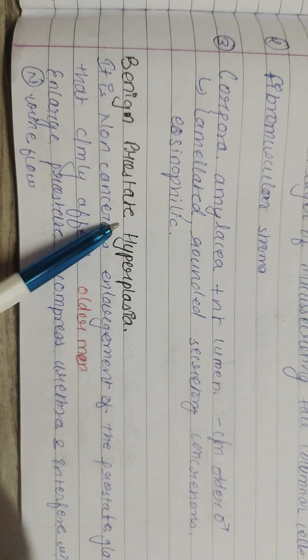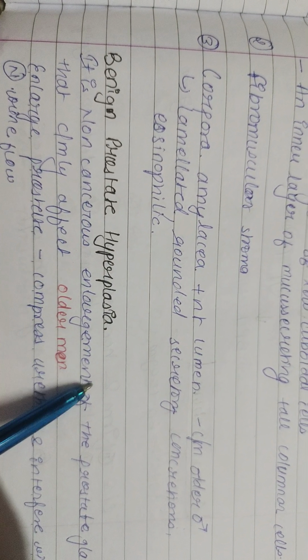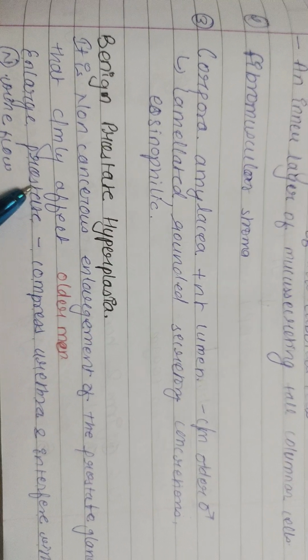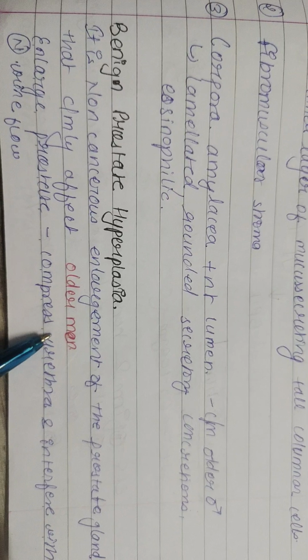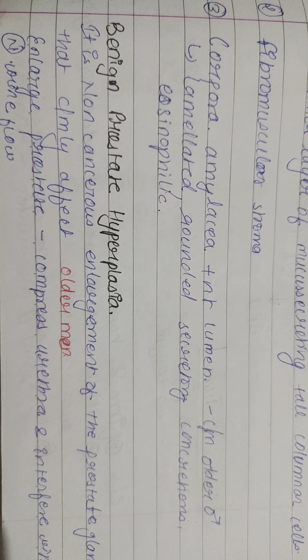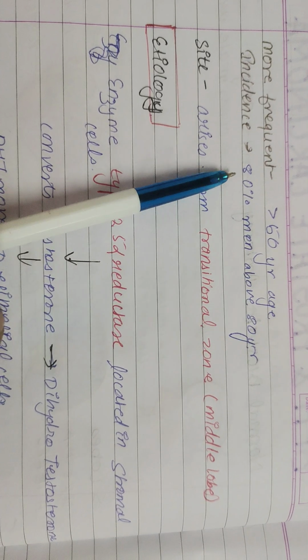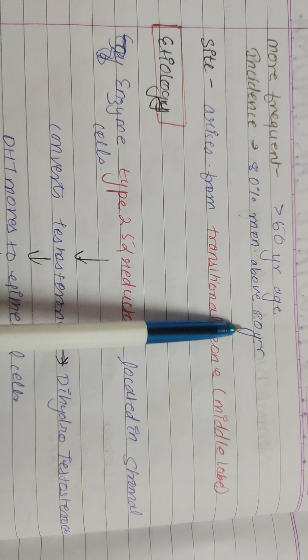Benign prostatic hyperplasia is a non-cancerous enlargement of the prostate gland that commonly affects older men. The enlarged prostate compresses the urethra and interferes with the normal urine outflow. It is more frequent in men more than 50 years of age. Its incidence is 80% of men above 80 years.